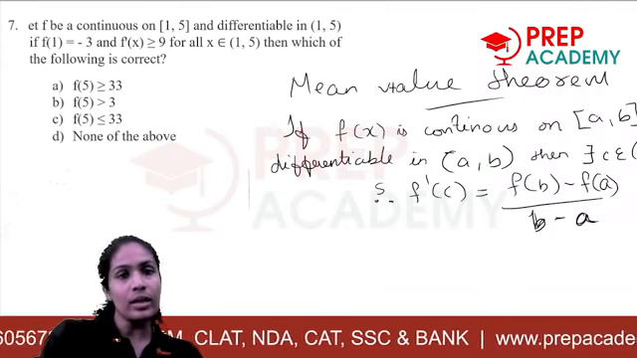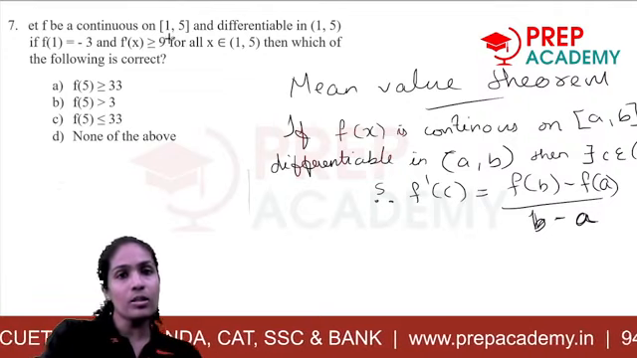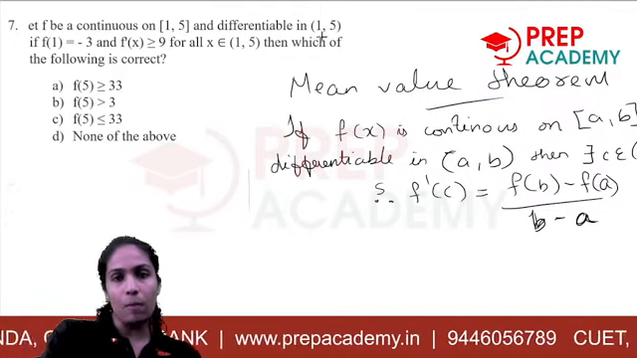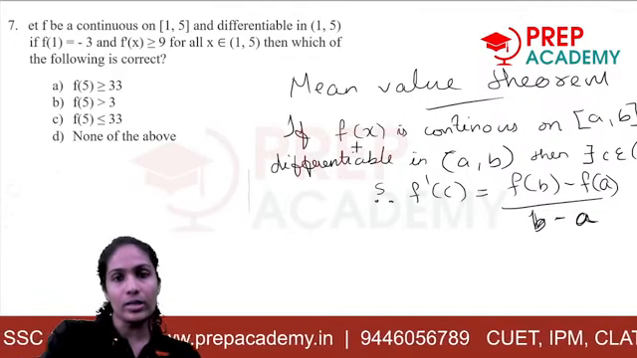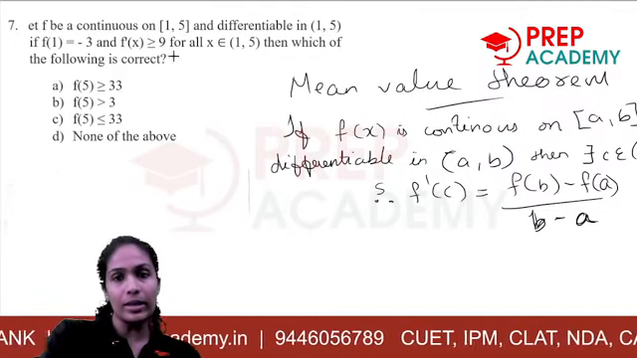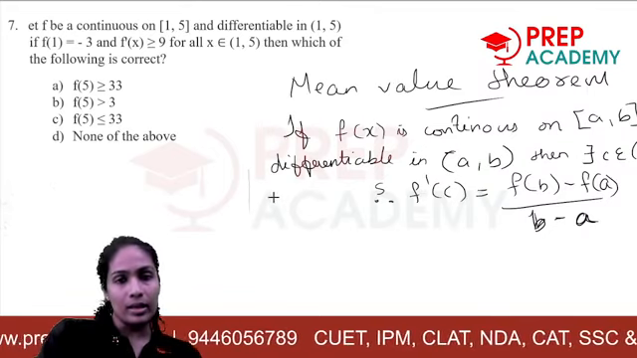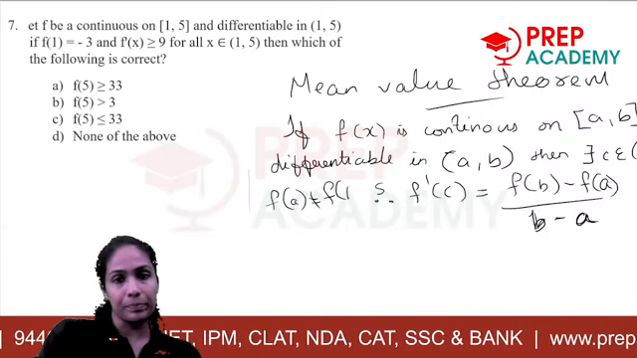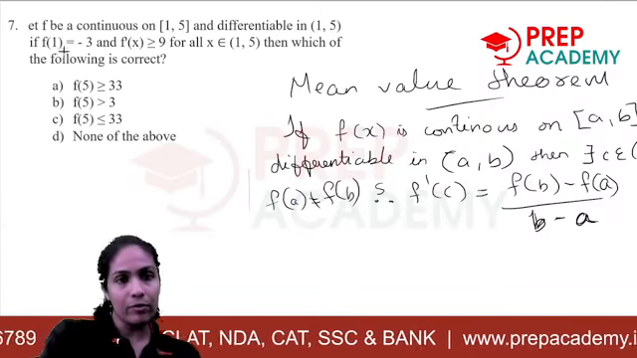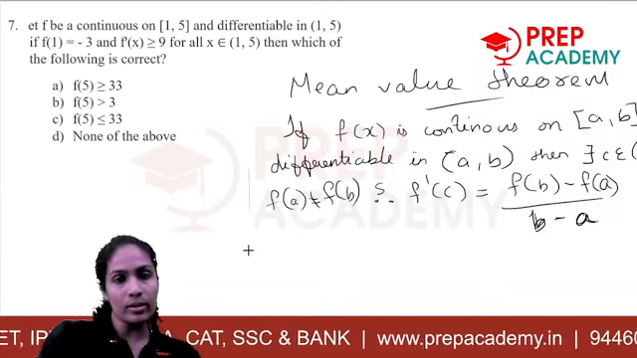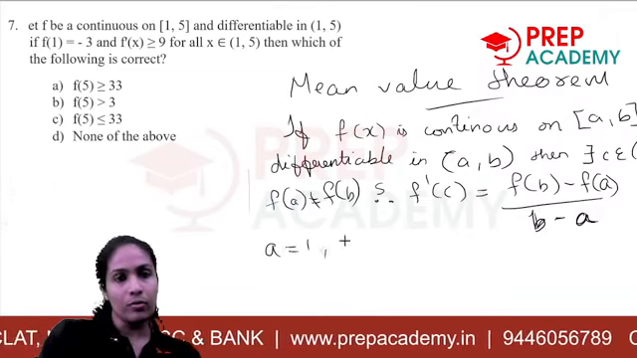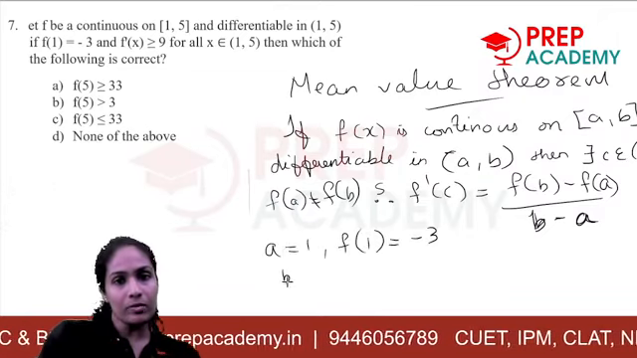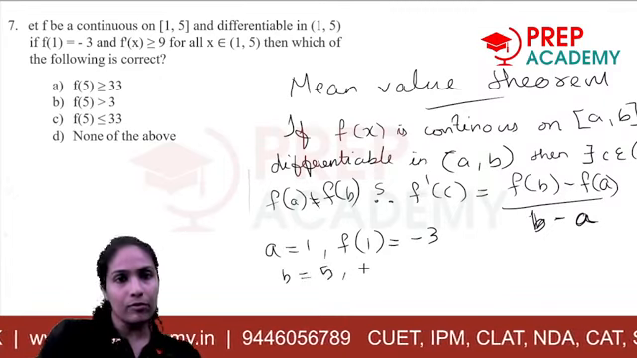In this question, the function is continuous on the closed interval 1, 5 and differentiable in the open interval 1, 5. That means the first two conditions of the mean value theorem are satisfied. Here a is 1, so f of a, that is f of 1, is equal to minus 3. b is 5. f of 5 is not given.